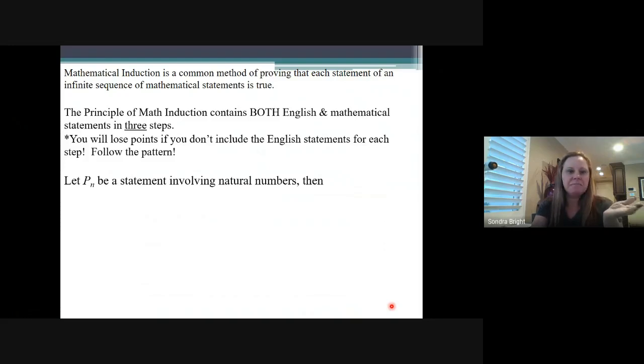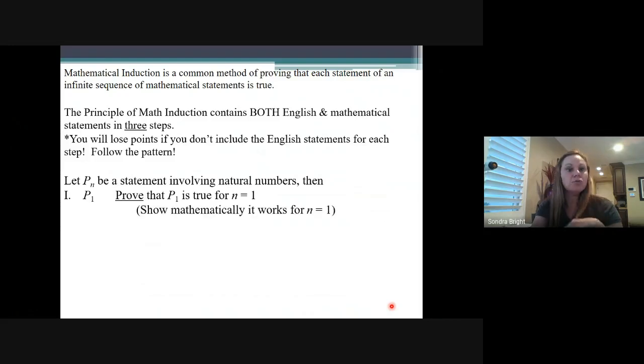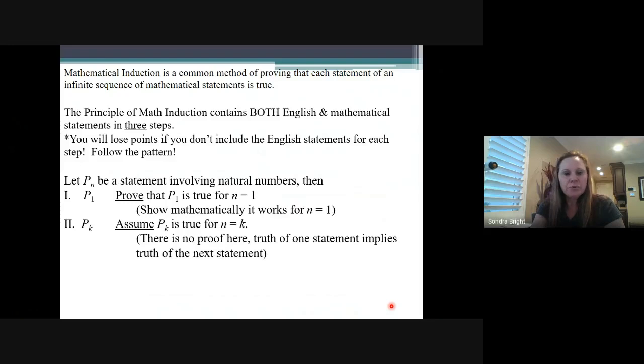We're going to let Pn be a statement involving natural numbers. Step 1 is to prove that P1 is true for n equals 1. You'll make that English statement, and then you'll actually show mathematically that it works for when n is 1. Step 2 is to assume that Pk is true for when n equals k. There's no proof on this step. You'll make that English statement, and then you'll state the Pk statement. You'll plug k into all of the n's, and you'll just make the statement.